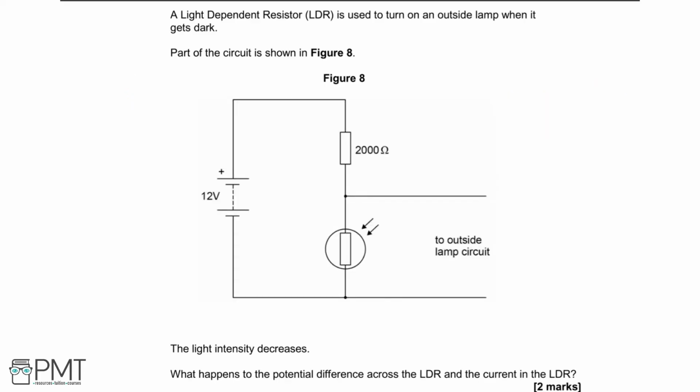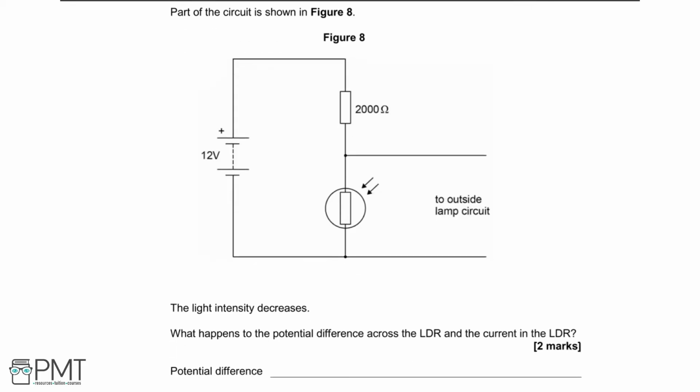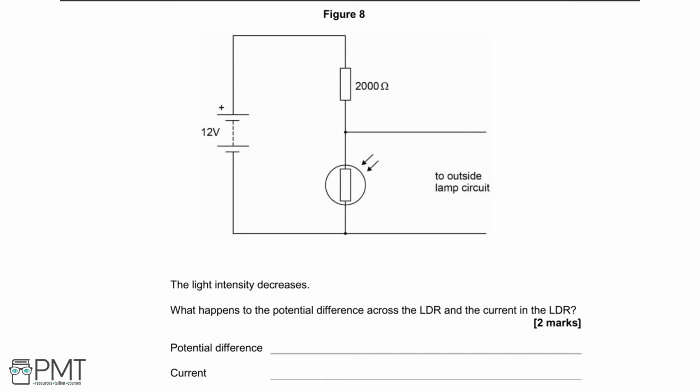A light-dependent resistor is used to turn on an outside lamp when it gets dark. Part of the circuit is shown in figure 8, so we can see figure 8 here. The light intensity decreases. What happens to the potential difference across the LDR and the current in the LDR?